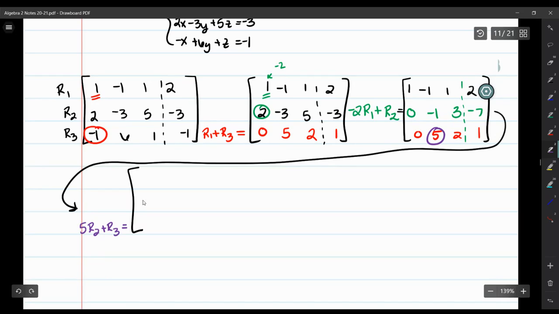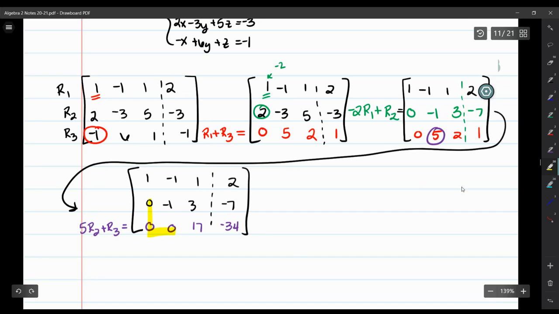So let's see. 5 times 0 is 0, and 0 plus 0 makes 0. 5 times -1 makes -5, plus a 5 makes 0. 5 times 3 is 15. 15 plus 2 makes 17. And then 5 times -7 is -35, plus 1 makes -34. And then the other two equations are not changing. We still have 0, -1, 3, -7, and 1, -1, 1, 2. Now our matrix is done.